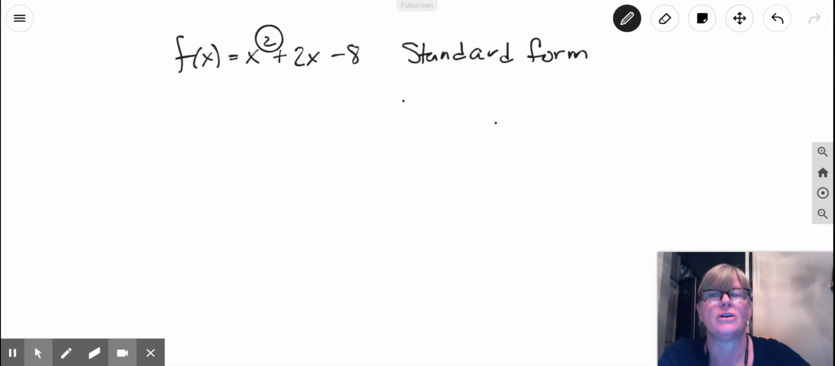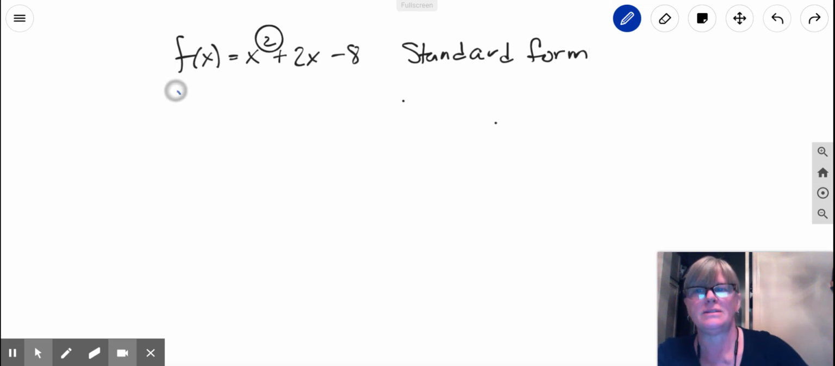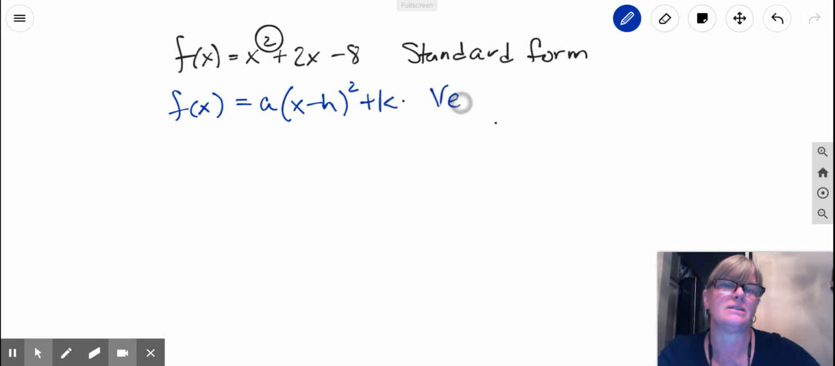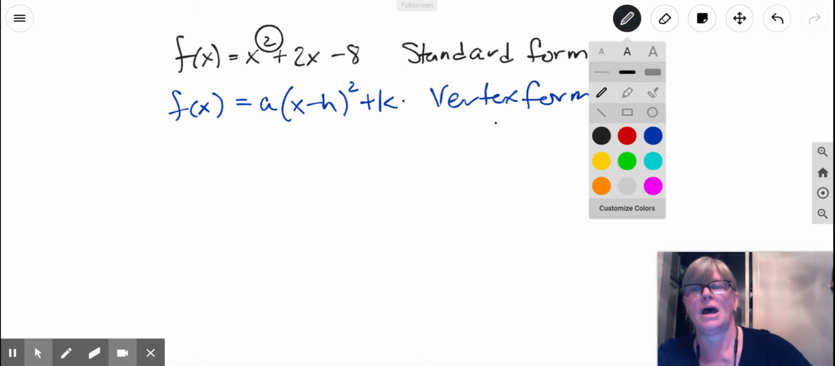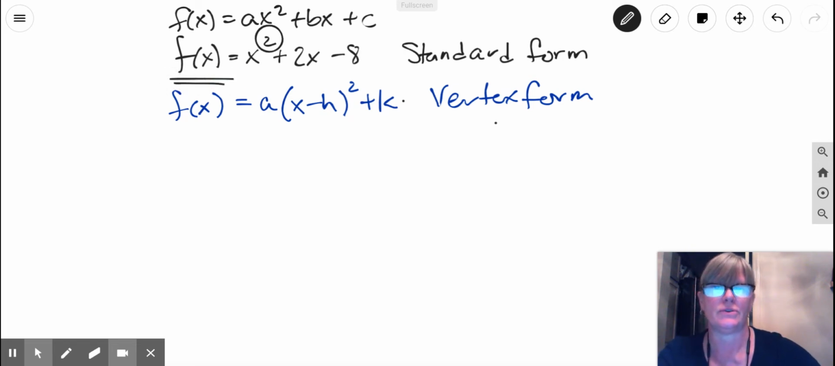There is also vertex form. Let me do this in a different color just because it's a different form. This is vertex form. That is where you have a times x minus h squared plus k. I could have put for standard form, f of x equals ax squared plus bx plus c. And then this is vertex form.